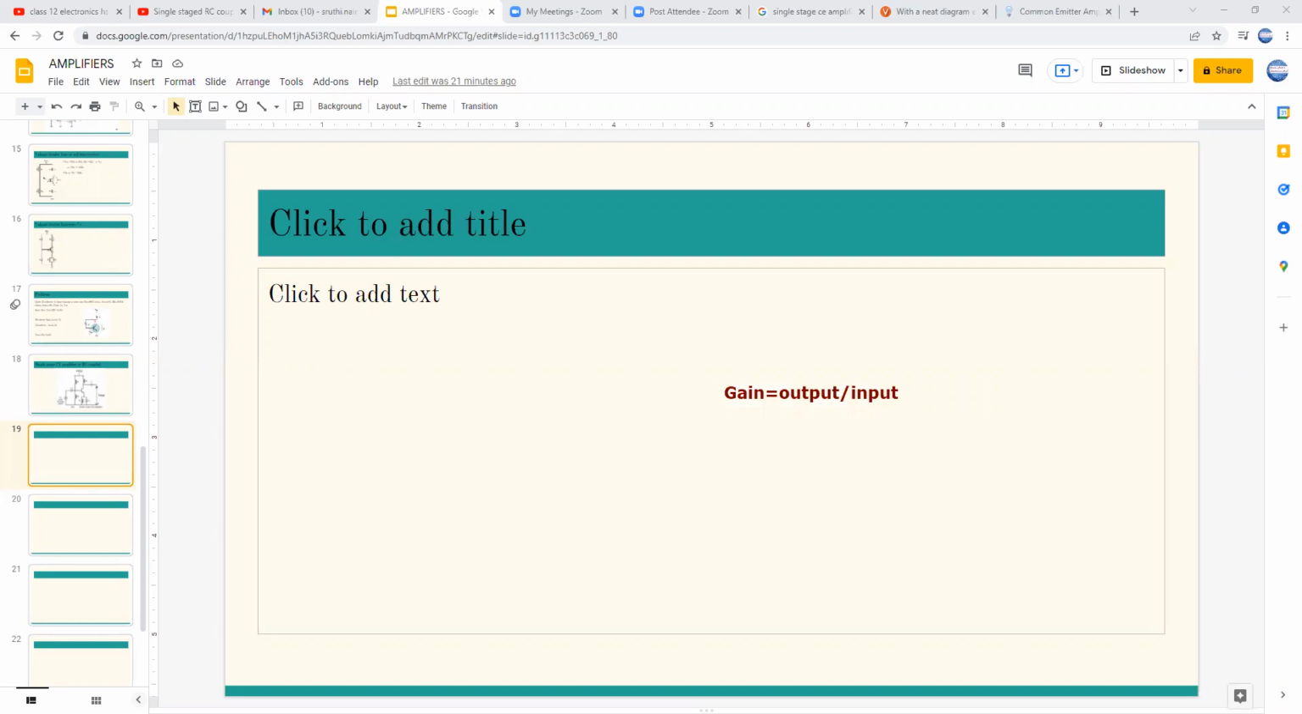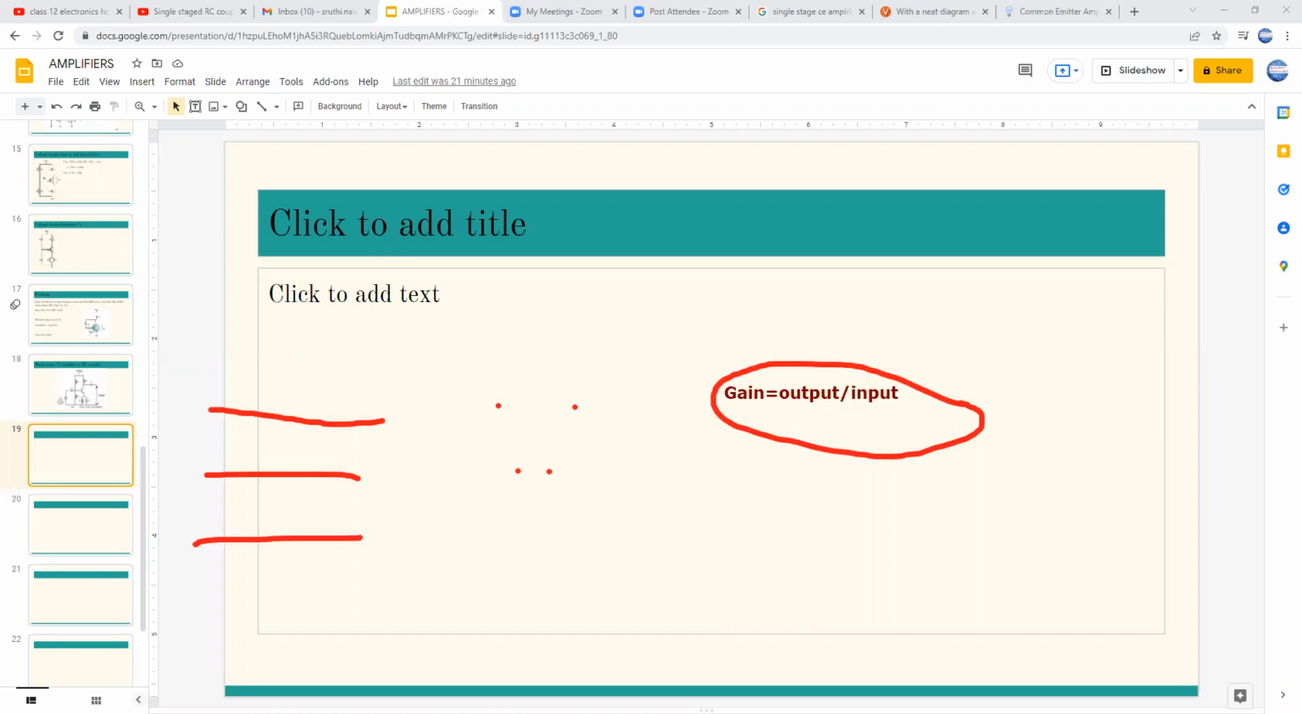So just, yeah, gain means output upon input. Always remember this. If it is voltage gain, the AV suffix will come: output voltage upon input voltage. If it is current gain, then output current upon input current. If it is power gain, now pay attention.